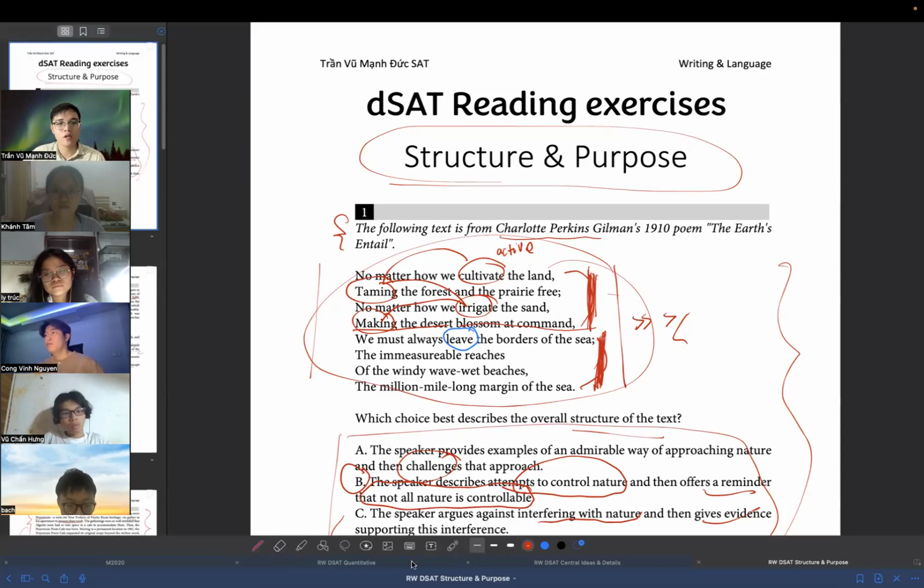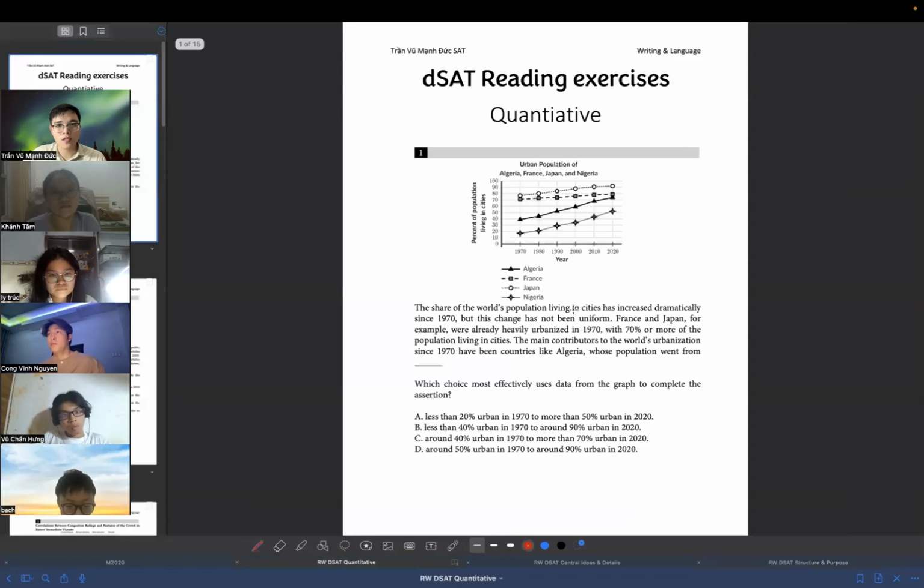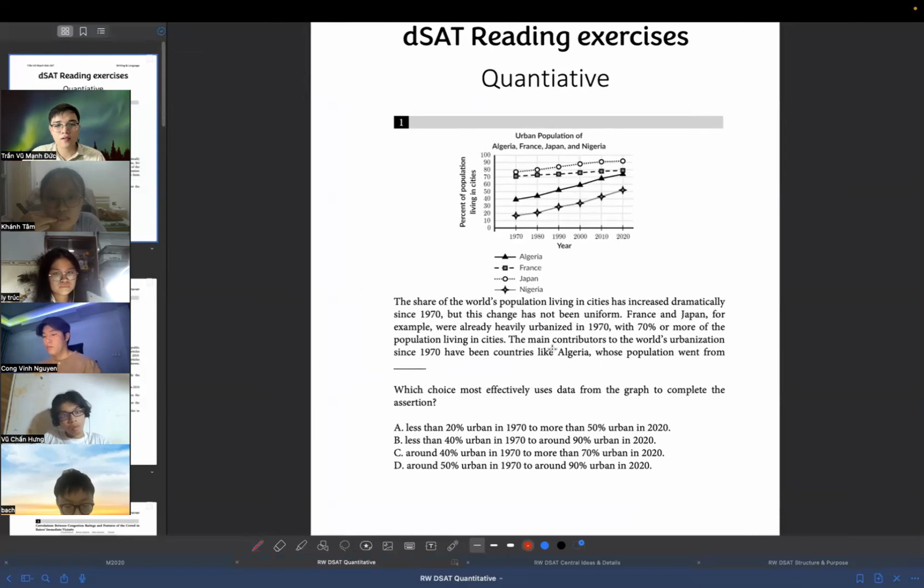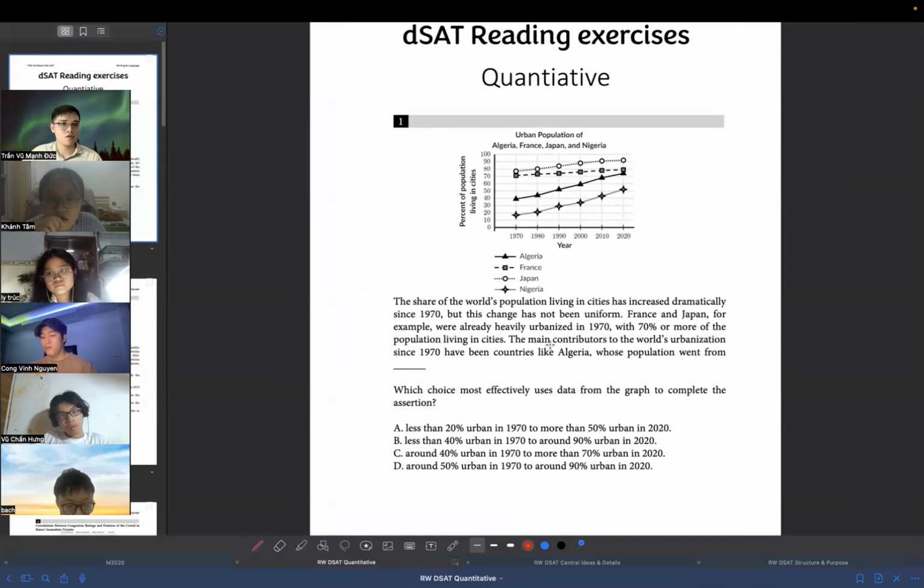All right, next one, we will talk about quantitative. This one is quite difficult when it comes to digital SAT. On the paper SAT, it's very simple. You just need to look, it's almost word by word, almost verbatim, but in digital SAT, it's a bit more advanced. You have to interpret the data and then find what best fits the circumstances, which means, in this case, complete the assertion. You're going to have to read what the assertion is.